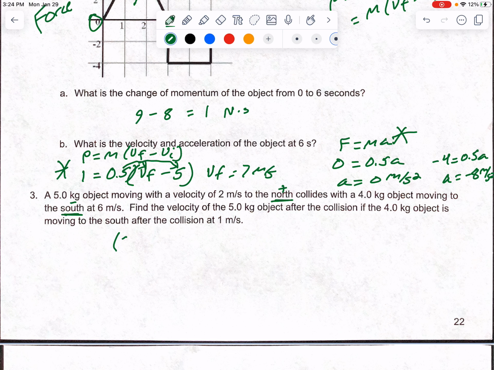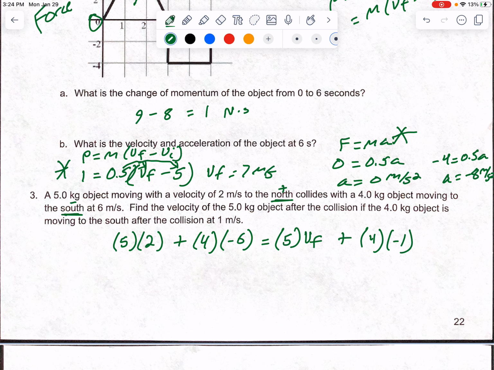So I have a 5 kilogram object that's moving with a velocity of 2 meters per second to the north, so I'm going to make that a positive 2. Plus, I have a 4 kilogram object moving at 6 meters per second to the south, so I'm going to say that's negative 6. So don't forget the signs because that will mess up your answer if you do. Equals, they're still separate after they hit, so mass 1 is still 5. But we want to know the velocity of the 5 kilogram object, so we do not know what that is, so I'm going to leave that as VF. Plus, the 4 kilogram object is now going 1 meters per second south. So remember, south is negative.